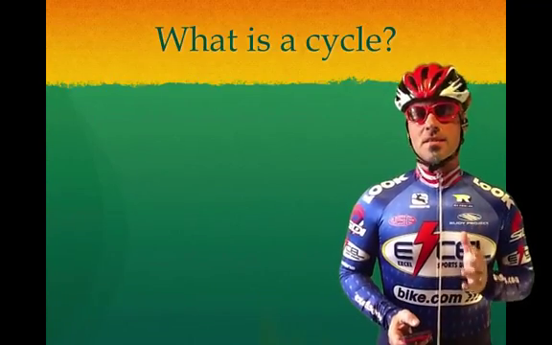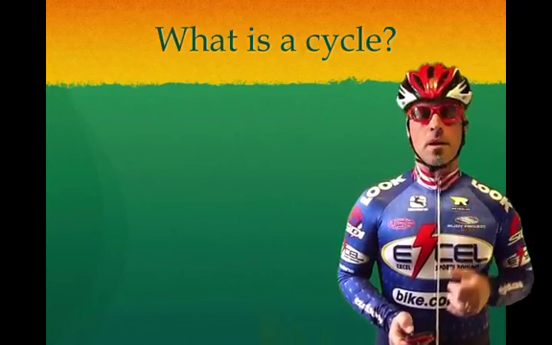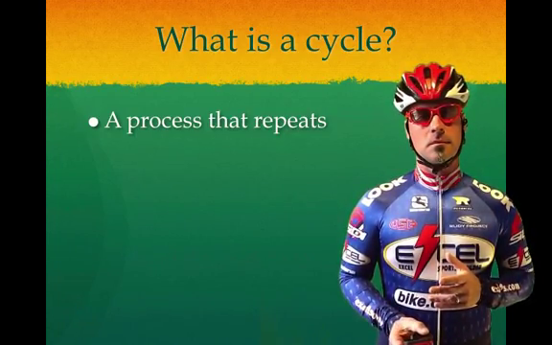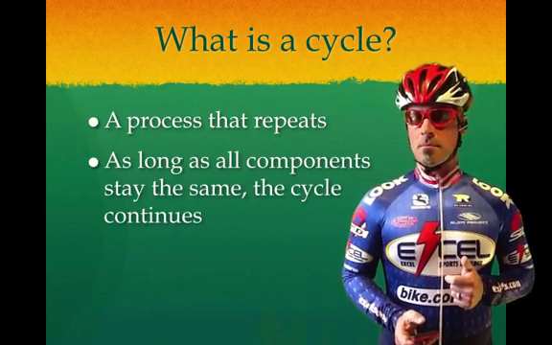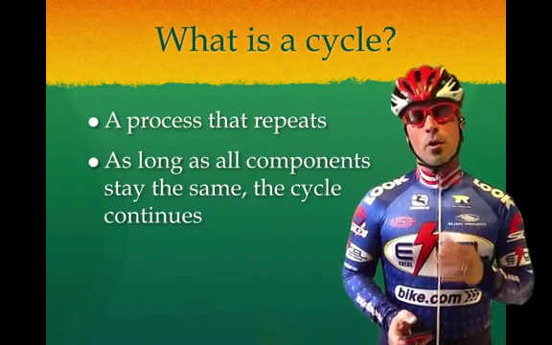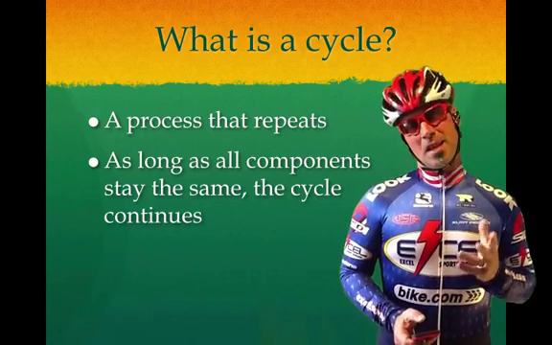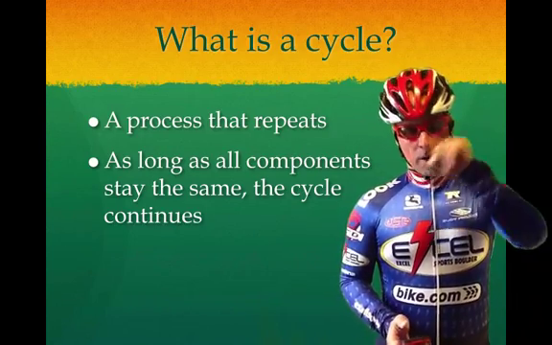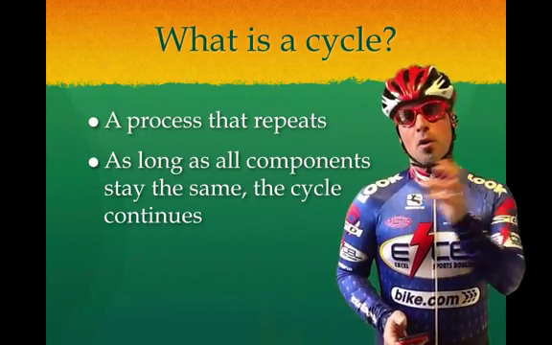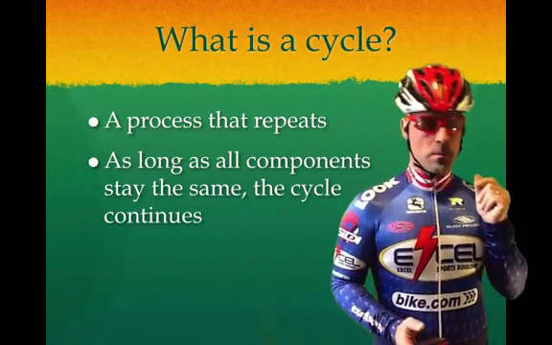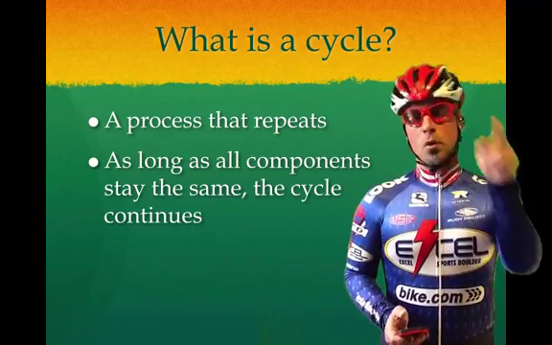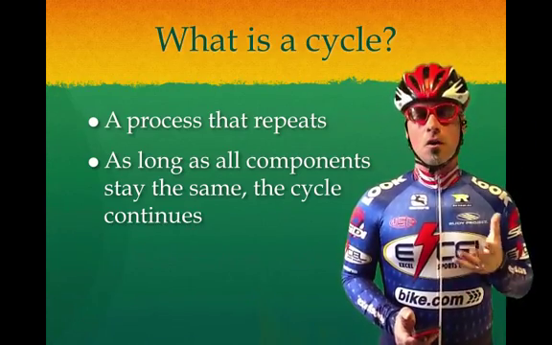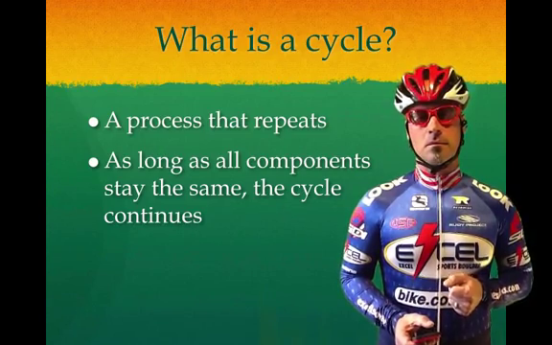So first of all, what is a cycle? Not a Kevin cycle, cycle of matter. A cycle is a process that repeats, and as long as all the components stay the same, the cycle continues. I know I wasn't going to talk about much bike stuff here, but I couldn't resist. If you think about a wheel, it goes around and around and around. If a component of that wheel changes, meaning you take away the rim or the spokes, the wheel will no longer go around. So for a cycle to be successful, all the components need to stay the same. So it's kind of like recycling.